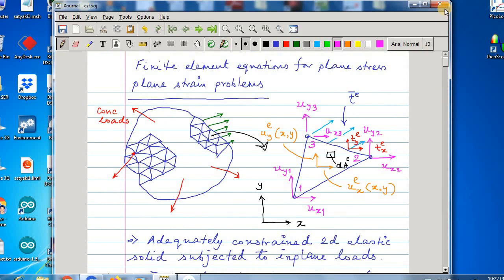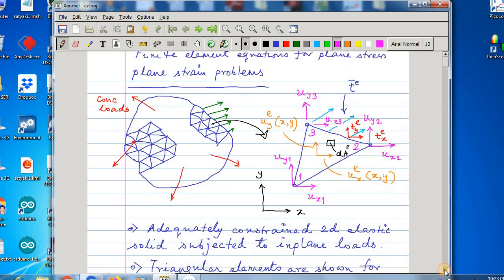So in this video we'll study how to formulate the finite element equations for plane stress plane strain problems. We have seen in the previous video that for plane stress and plane strain the expressions for strain energy are the same, and the only difference is in the D matrix. So the same program runs for both plane stress and plane strain cases, only you have to appropriately select the D matrix.